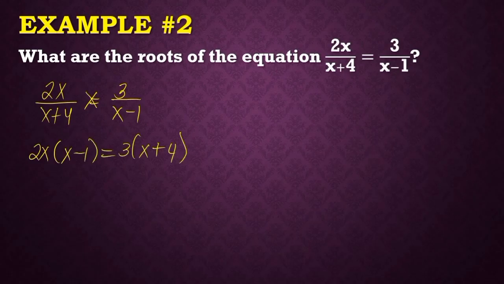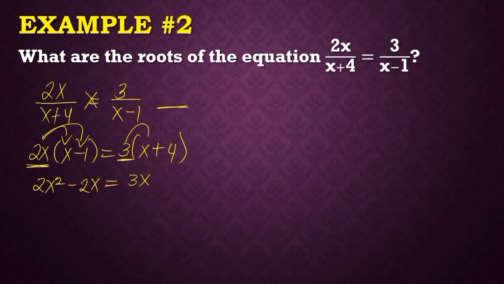So, yun po yung pinakamadaling paraan kung wala pong operation o terms na nandito sa bandang right o kaya dun po sa kabila. Okay, so ang gagawin natin nito, i-distribute natin yung 2x tsaka yung 3 sa mga terms na nasa loob ng parenthesis. So, 2x times x, that is 2x squared. 2x times negative 1, negative 2x equals 3 times x, 3x. 3 times 4, 12.